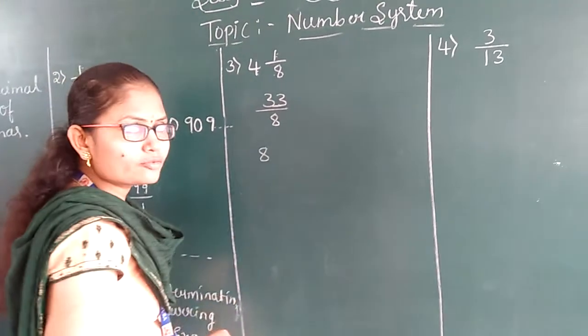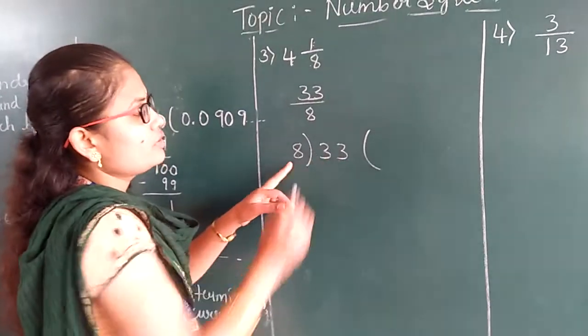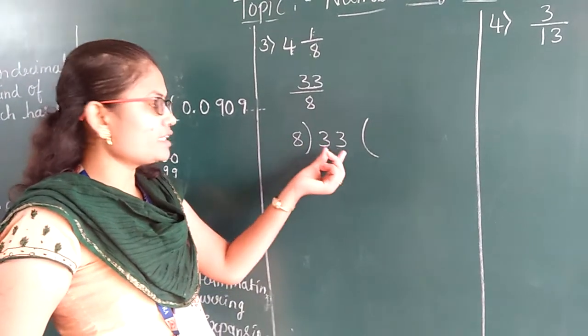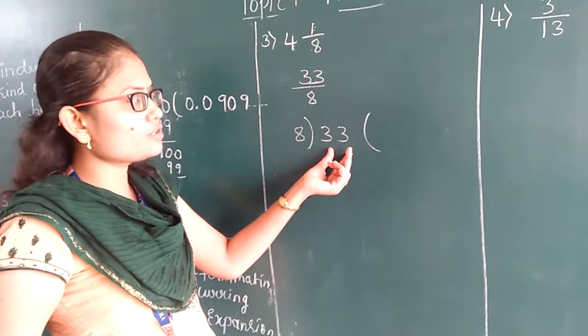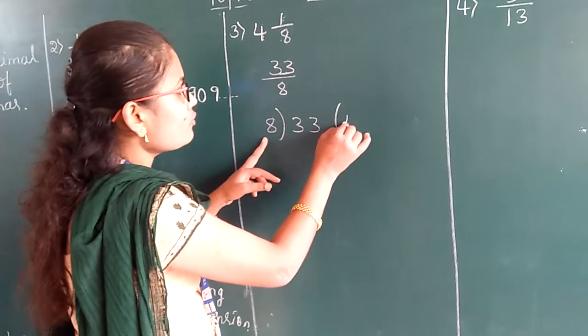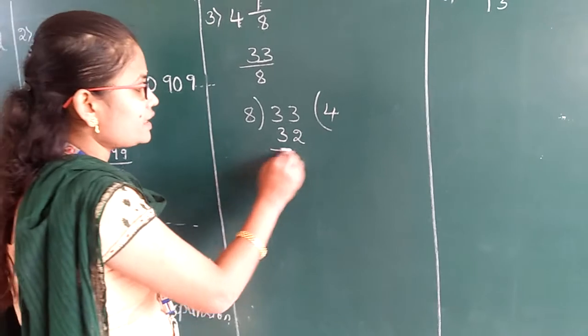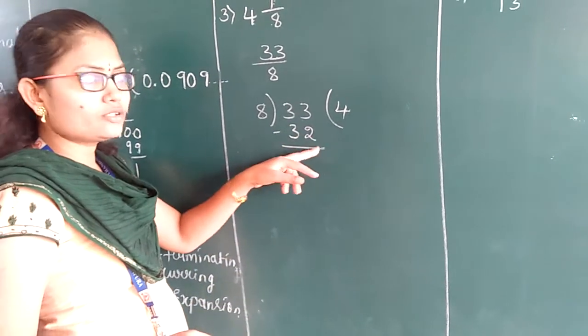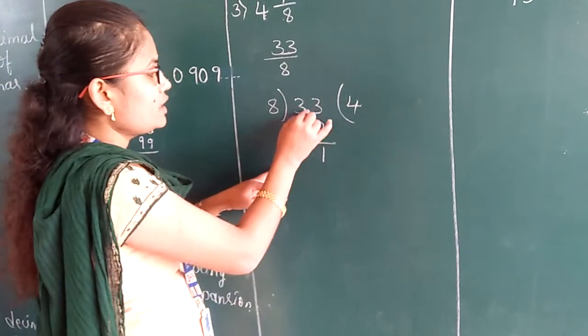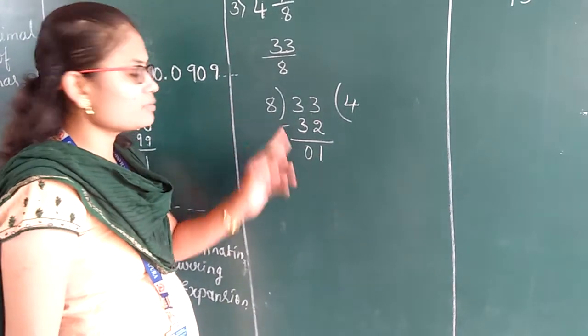Now we have to divide 33 by 8. Here 8 becomes the divisor and 33 becomes the dividend. Will 33 occur in the multiples of 8? No, it will not occur. So we have to take the nearest multiple of 8. 8 fours are 32, which is the nearest multiple to 33. Now 33 minus 32 is 1. What is left? 1 is left. It is not possible to divide it by 8.